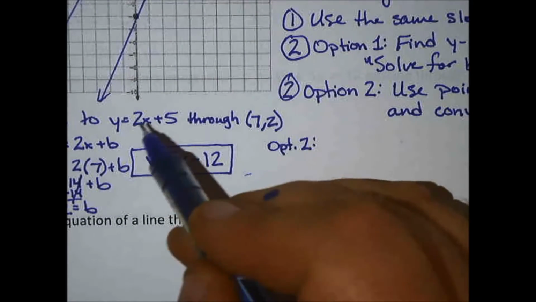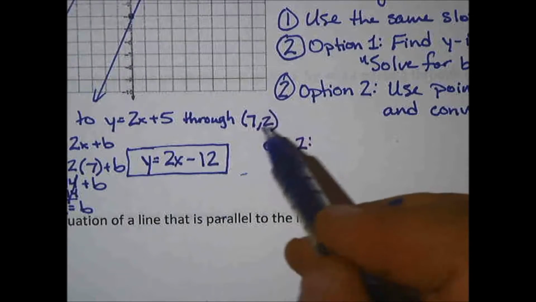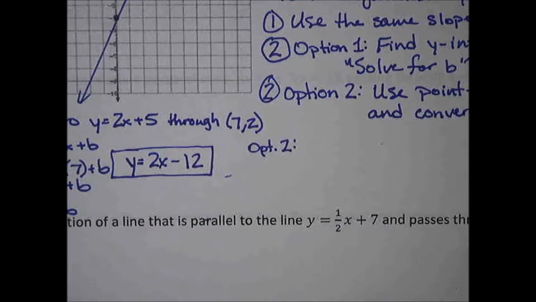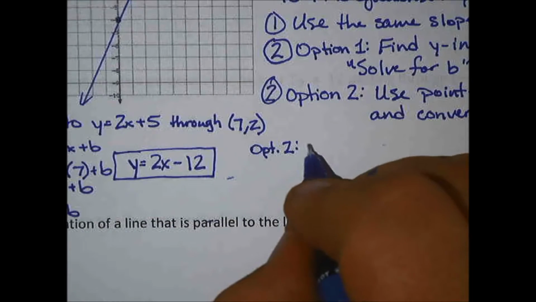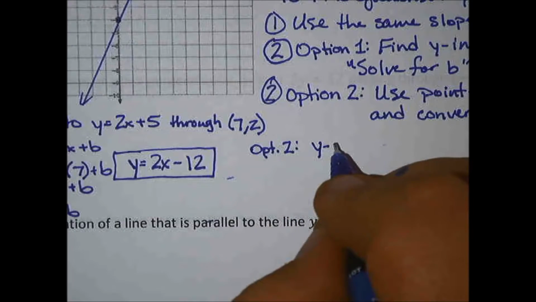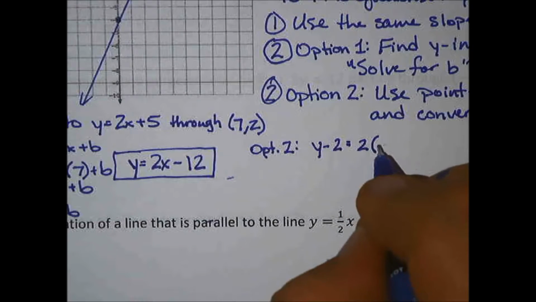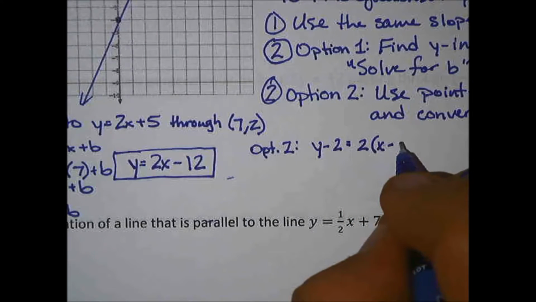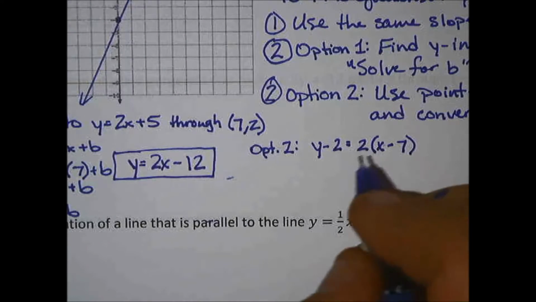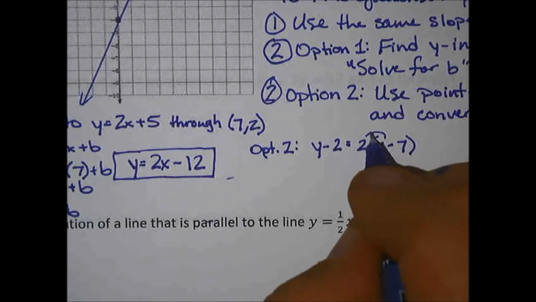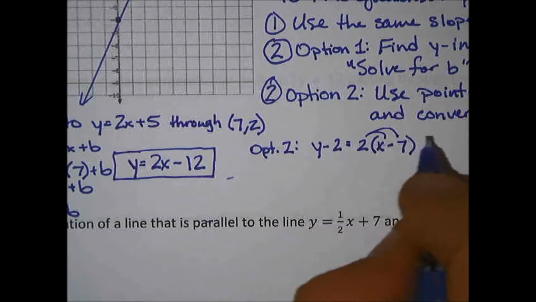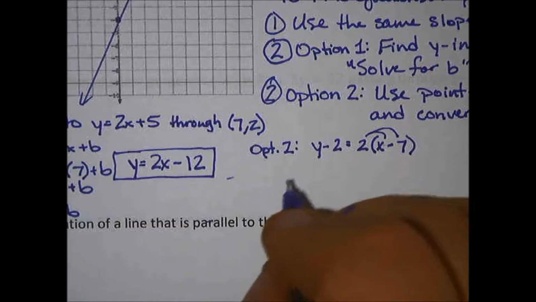All right, again, I know my slope is 2, and I have a point. And I'm going to use point slope form and simplify it or convert it to slope-intercept form. So I know that point slope form goes y minus the y coordinate equals the slope times x minus the x coordinate. And to convert that, remember I distribute, and then I'm going to move that negative 2 over. All right, well, let's start with distribute.